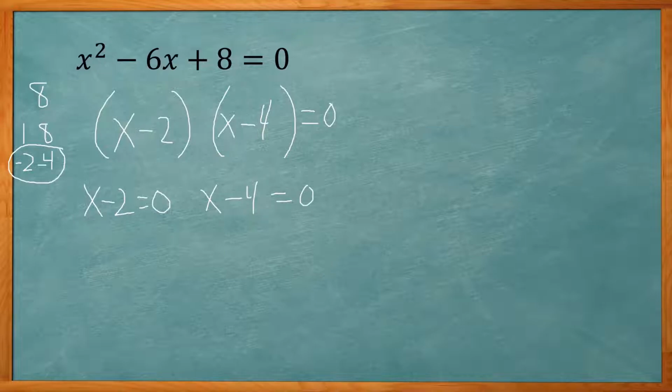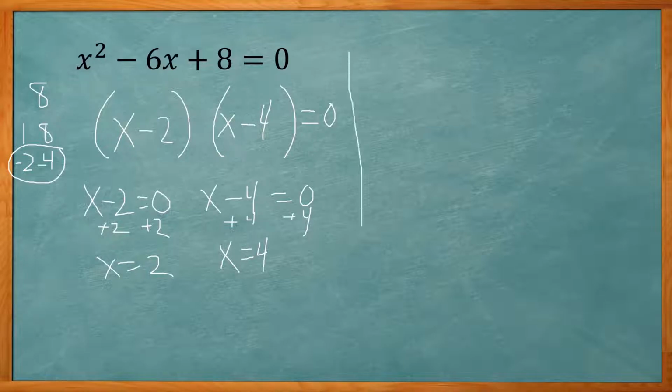And solve. Add 2 to both sides here. So x equals 2. Add 4 to both sides here. And x equals 4. So we get two answers, x equals 4 and x equals 2. Now I want to show you how to do it using the quadratic formula.